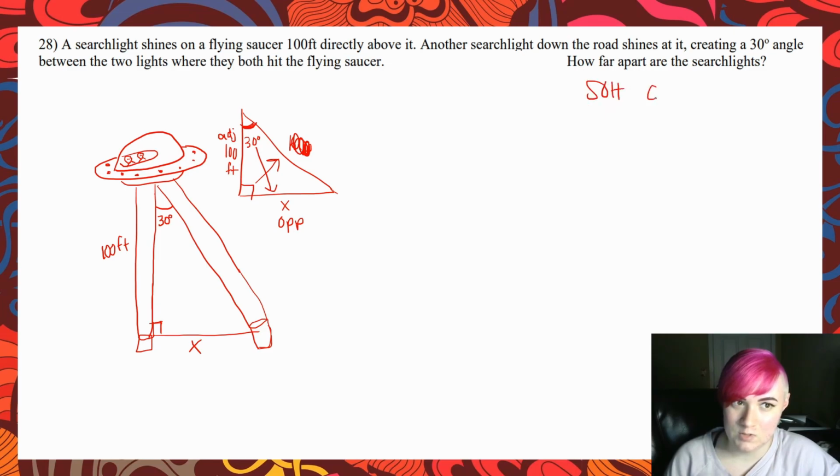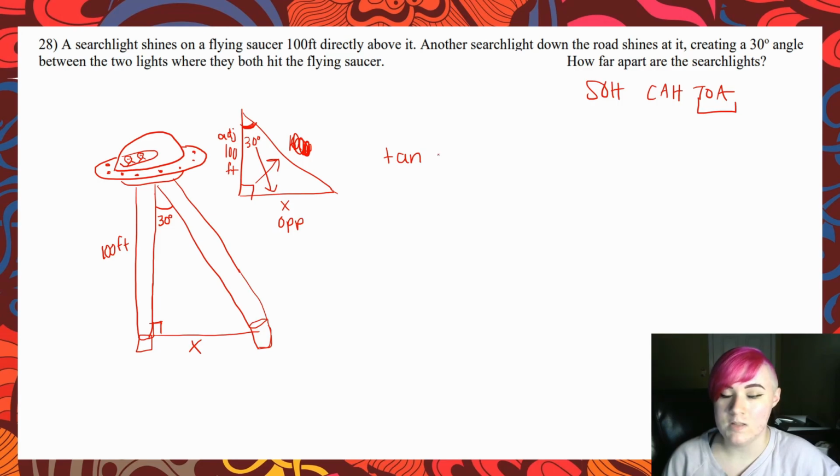Looking at SOHCAHTOA, you can see we're still looking at tangent. I do want to say that it's not always going to be tangent on word problems. I just happened to pick every tangent problem on the paper. It could also be sine. It's not always going to be tangent. But tangent of this 30-degree angle is opposite over adjacent.